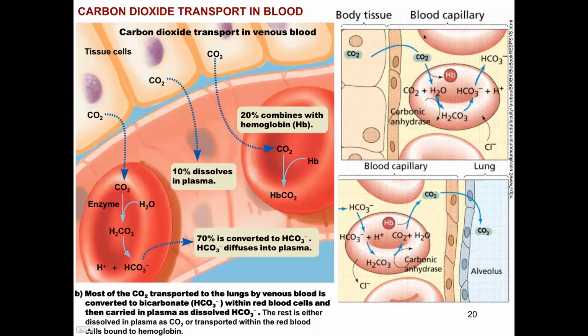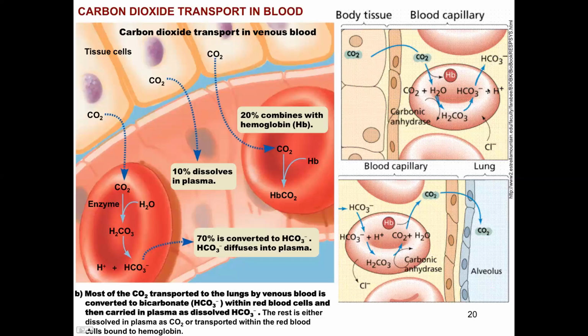So CO2 is going to come into the plasma. Some is going to stay like that. Some of it is then going to diffuse into the red blood cell. And as I mentioned, 20% of that is going to stay bound to hemoglobin. But the other 70% is going to go through this reaction that's catalyzed by carbonic anhydrase. It's going to combine with water, which we know we've got lots of in the blood. And it's going to make bicarbonate. This bicarbonate is going to be transported out of the red blood cell.